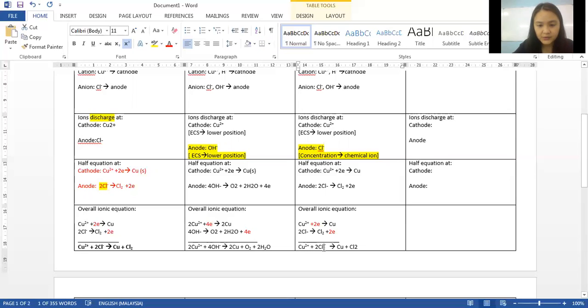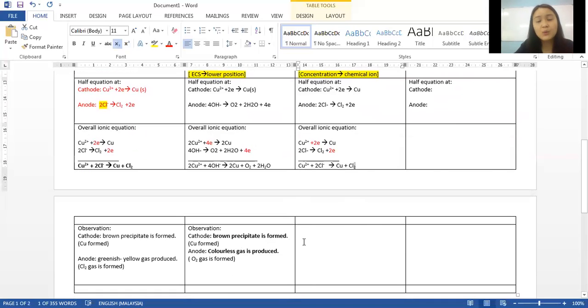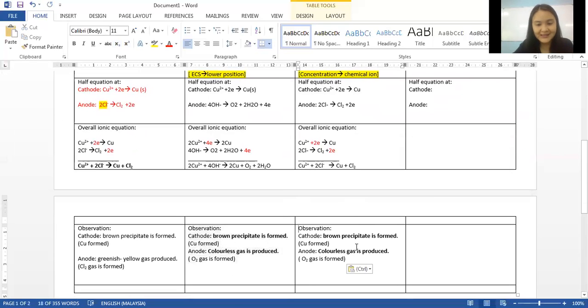All right, so that is my overall ionic equation. Okay, next, how about the observation? What will I observe for this particular electrolytic setup? I believe all of you will agree with me that at the cathode, I discharge my Cu2+ and it forms Cu, which is a brown solid. So what I observe at the cathode is that a brown precipitate is formed due to the formation of copper.